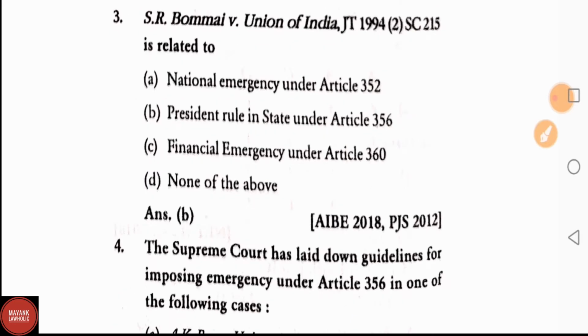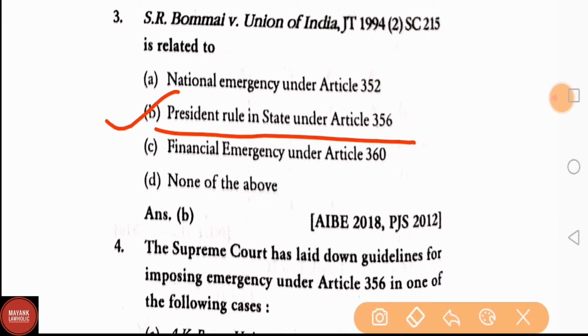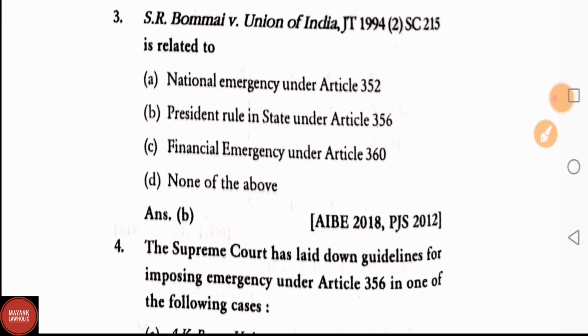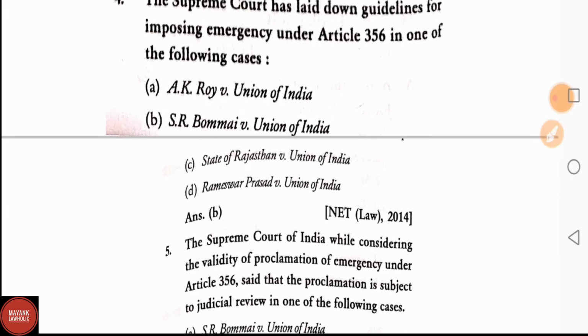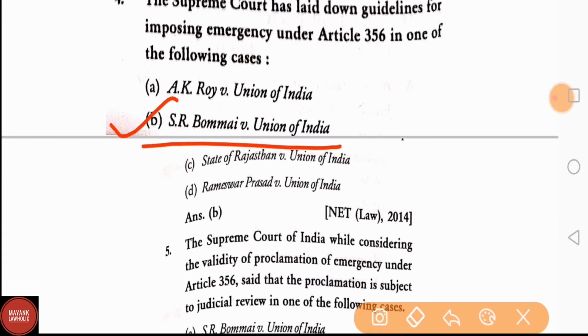Question number 3. S.R. Bommai vs. Union of India is related to President's rule in the state under Article 356. Question number 4. The Supreme Court has laid down guidelines for imposing emergency under Article 356 in one of the following cases. The answer is S.R. Bommai vs. Union of India.